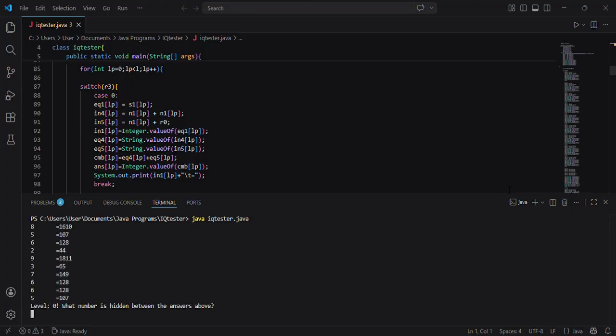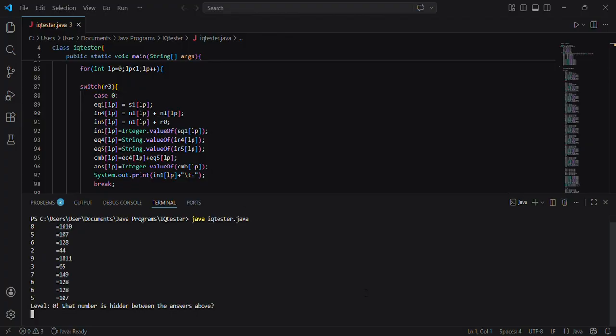Here, as you see, I run the program and it gives me a question. The question is, what number is hidden between the answers above? So it is a secret random number which multiplies itself or adds itself to one of the digits.